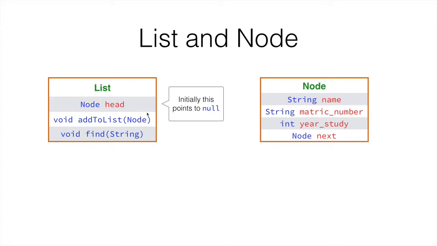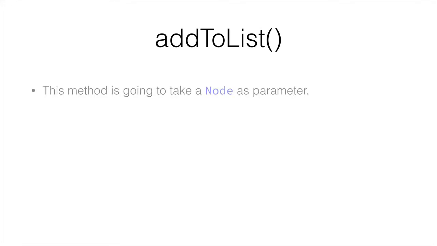We'll see how we do that in a second. And then find is going to take a string, and it's going to go through the list, matching this string to all the names, and if it finds the correct one, it will print the details out or do something about it. So the add to list method is going to take a node as a parameter, as we've seen.